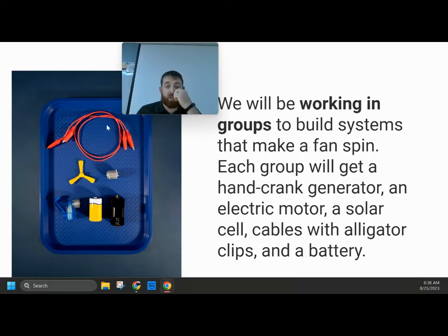Each group is going to get the objects that you see here: hand crank generators, electric motors, cables, clips, batteries, all this jazz, to see if you can create three different systems that can make the fan spin. As your group puts these different pieces together and creates your different systems with your energy sources, you're then going to collect some information about what's happening as you build these systems.